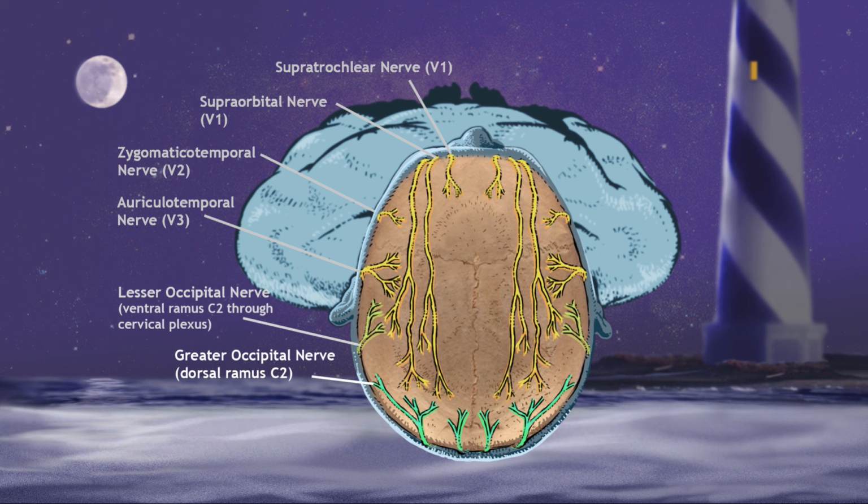The greater occipital nerve is the larger of these two and is a continuation of the dorsal ramus of the C2 spinal nerve. The lesser occipital nerve, as its name suggests having a lesser territory in the scalp, is a continuation of the ventral ramus of C2 through the cervical plexus. Another occipital nerve, the third occipital nerve, is not shown here. This nerve might supply a small area near that of the greater occipital nerve. The third occipital is the dorsal ramus of the C3 spinal nerve.